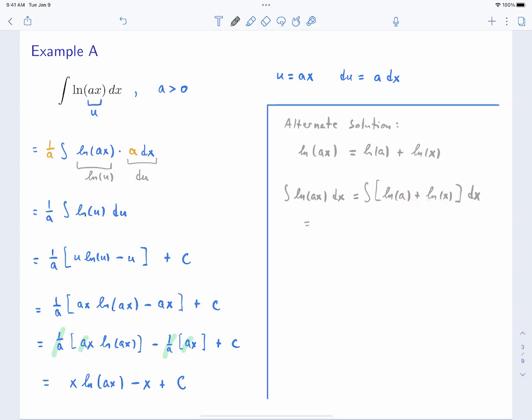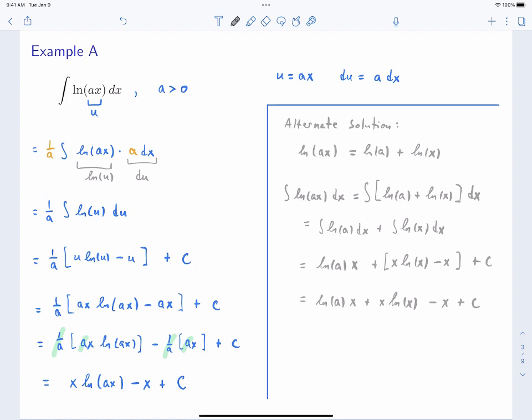So this is going to be the integral of ln of a, which is just a constant, plus the integral of ln of x dx, which is something we know how to integrate from the previous slide. So this is going to be ln of a. It's a constant, so it's just going to be ln of a times x, plus, and now we know that this is x ln of x minus x plus c. So what do we have? We have ln of a times x plus x ln of x minus x plus c.